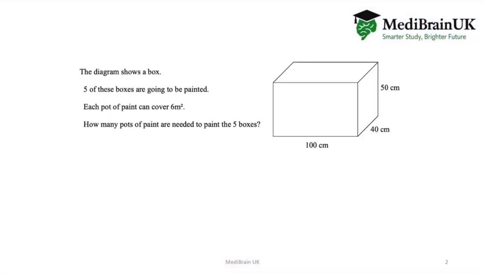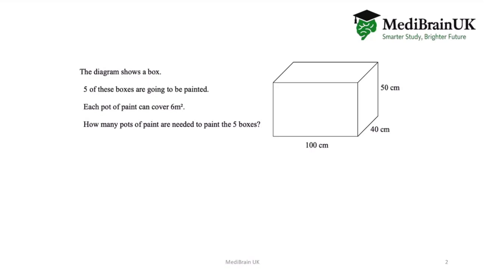So, in terms of this exam question, how are we going to answer it? It says the diagram shows a box. It says 5 of these boxes are going to be painted. Each pot of paint can cover 6 meters squared. How many pots of paint are needed to paint the 5 boxes? So this is about surface area. The reason why this is about surface area is because we're talking about the area on the outside of the shape. When we're painting, we don't paint the inside of the shape, we paint the outside of the shape. So we're talking about the area on the outside.